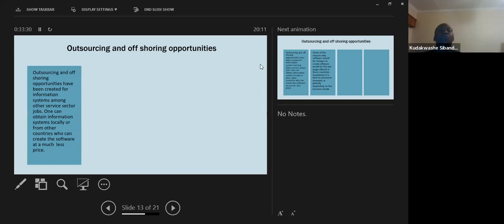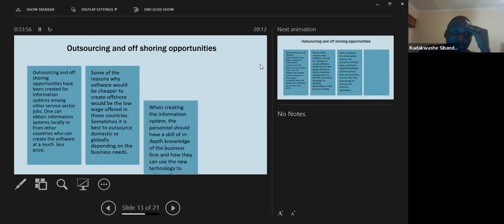Now let's talk about outsourcing and offshoring opportunities. These are opportunities that have been created for information systems, among other service sector jobs, right? So one can obtain an information system locally or from other countries that can create the software at a much lesser price.